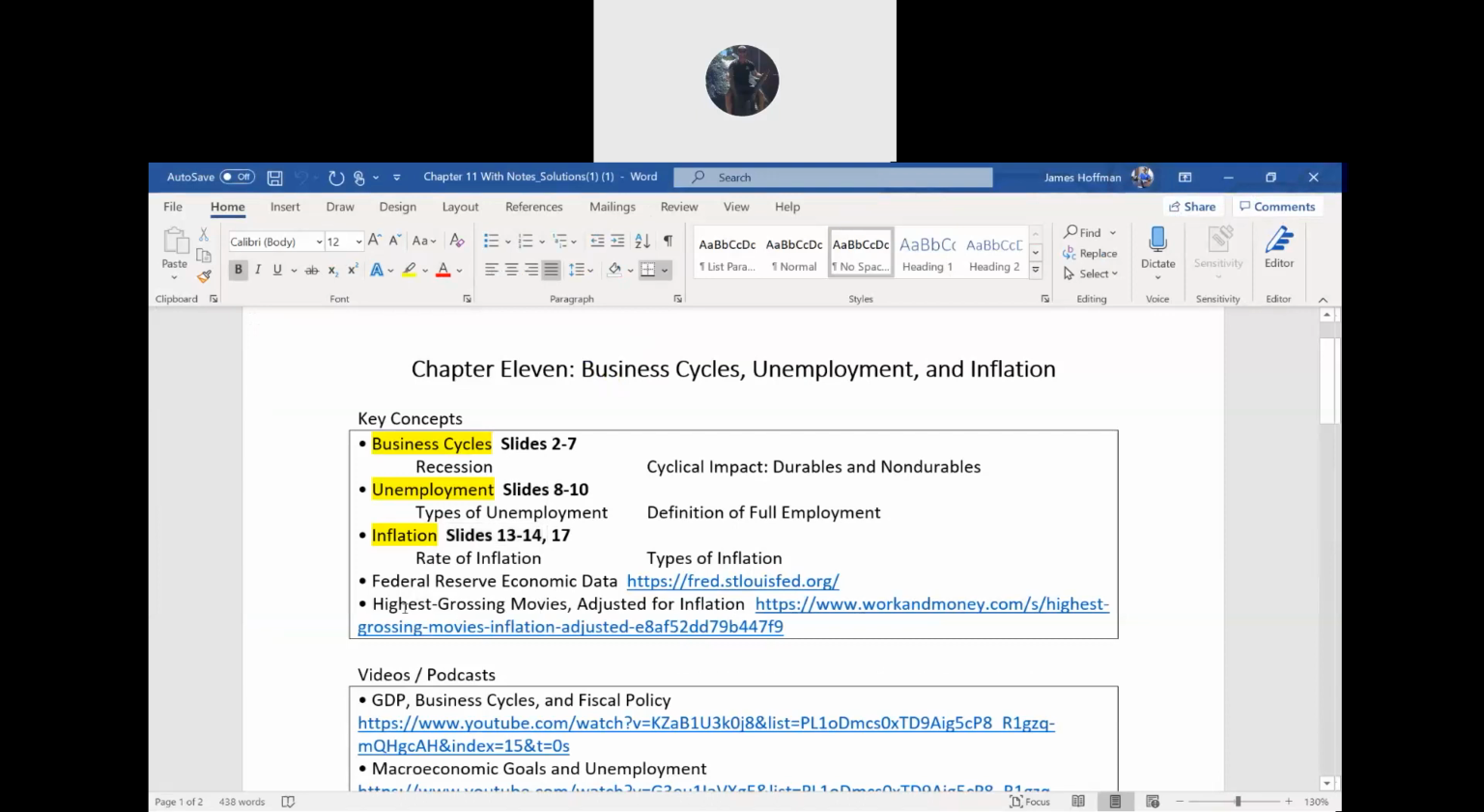Okay, and then on slide 17, so we define the rate of inflation. So the change in the consumer price index is the rate of inflation. There are some types of inflation we need to talk about on slide 17.